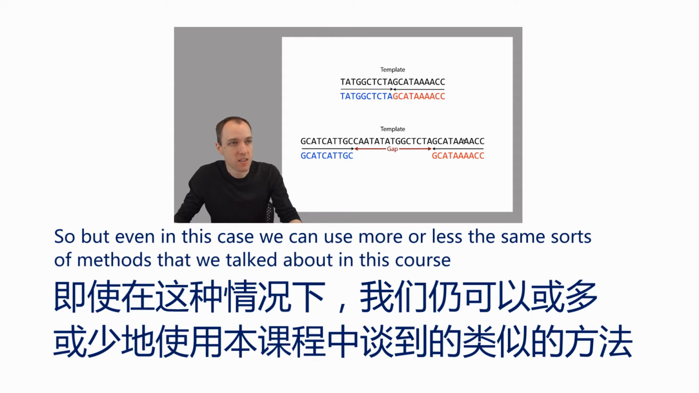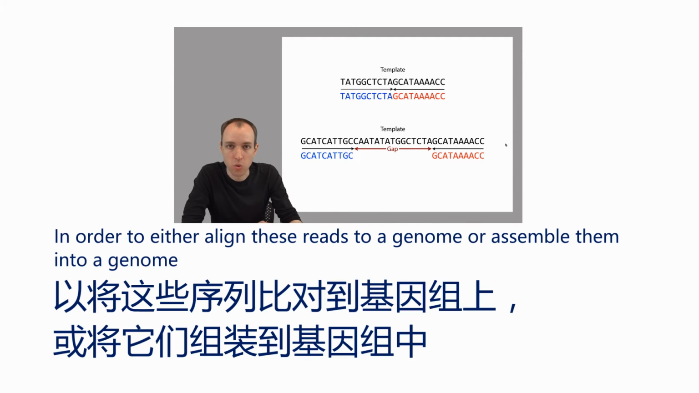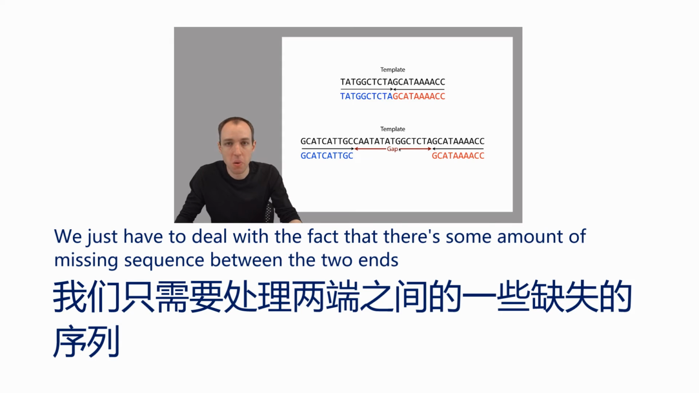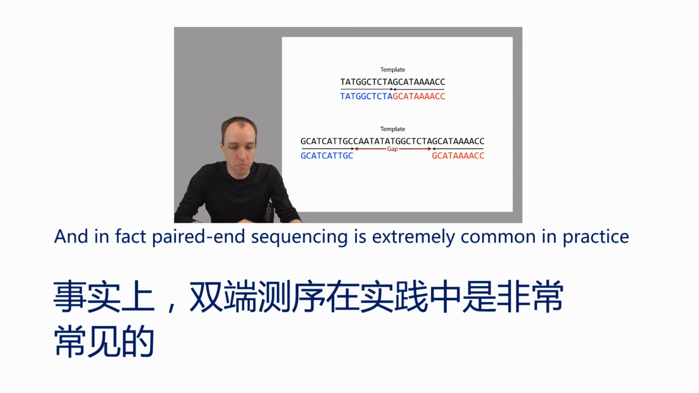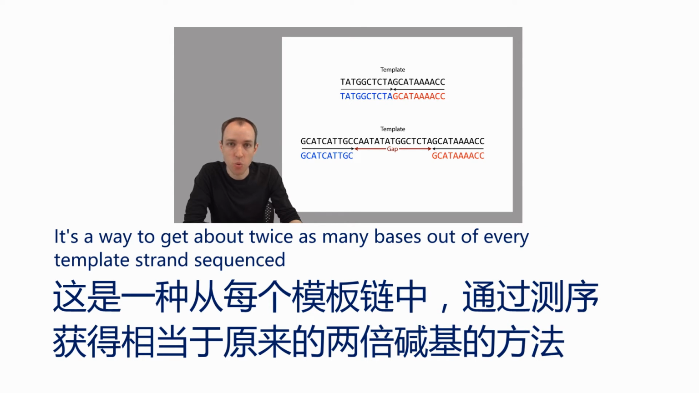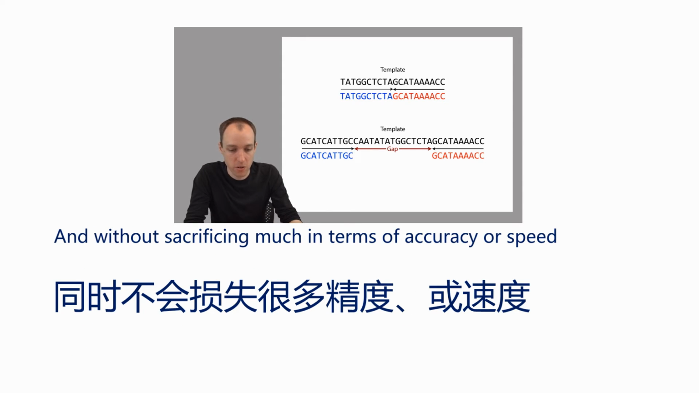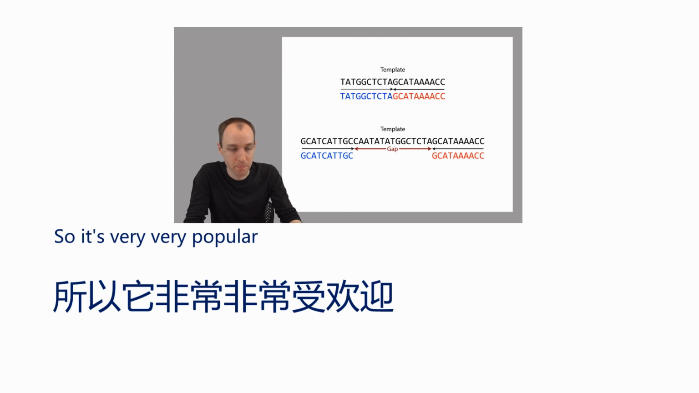But even in this case, we can use more or less the same sorts of methods that we talked about in this course in order to either align these reads to a genome or assemble them into a genome. We just have to deal with the fact that there's some amount of missing sequence between the two ends, which is not completely trivial, but it's something that can be done. And in fact, paired end sequencing is extremely common in practice. It's a way to get about twice as many bases out of every template strand sequenced without sacrificing much in terms of accuracy or speed. So it's very, very popular.